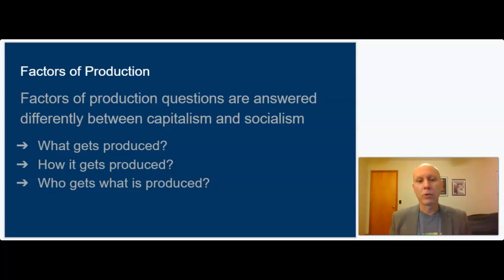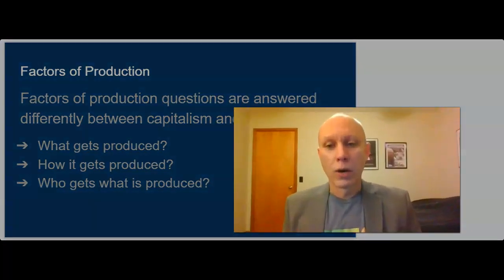So again, with factors of production, what gets made in, say, a given country, how the different things that get made are made, and then what determines who gets the things that are made. With our next two videos, one will take a look at socialism, one will take a look at capitalism, and talk through how those questions are answered. If you find the topics of capitalism and socialism a little bit confusing, hopefully walking through those factors of production questions will add a little bit of clarity to help you distinguish between the two.